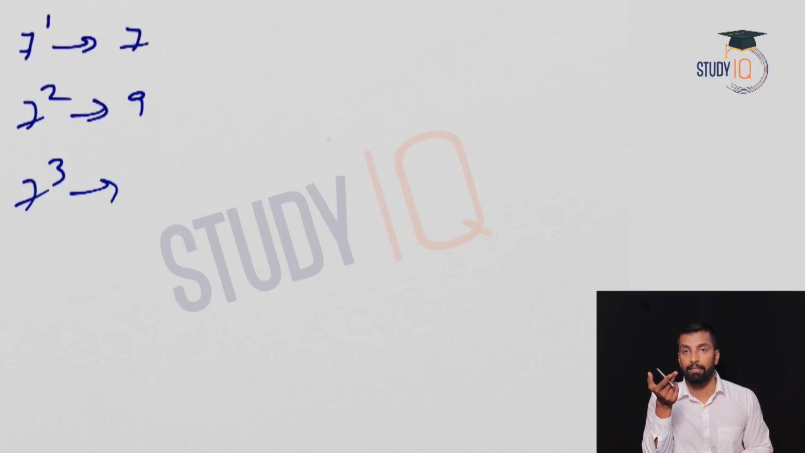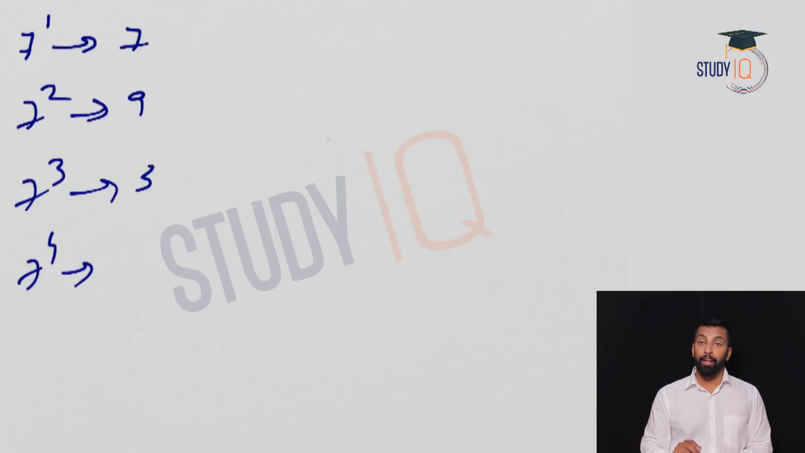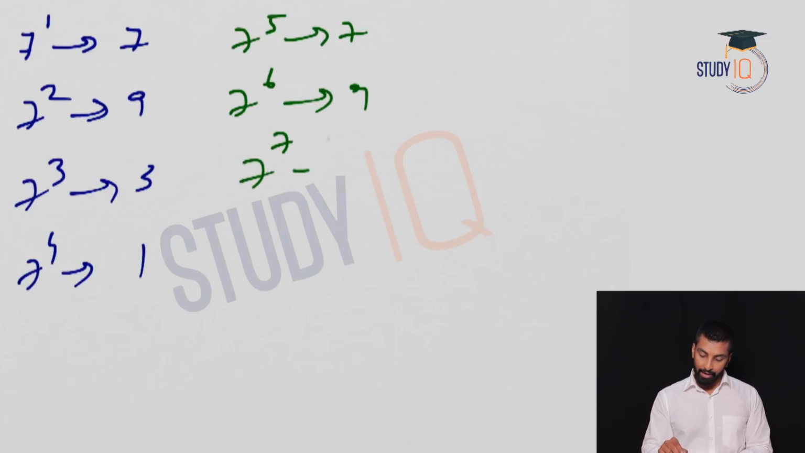Last digit depends on last digit. So 9 into 7, 63, 3. 7 raised to 4: not 343 into 7, it is 3 into 7 you can do. You will get 21, 1. Now, if you do 7 raised to 5, you will get 7. 7 raised to 6, you will get 9. 7 raised to 7, you will get 3. 7 raised to 8, you will get 1.